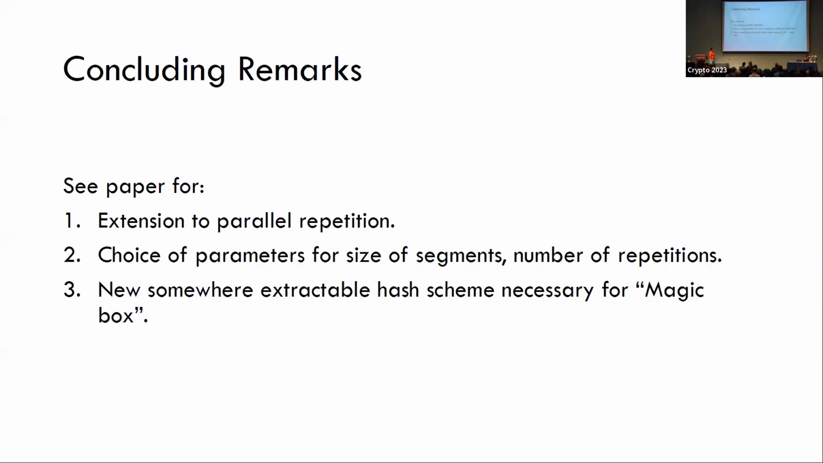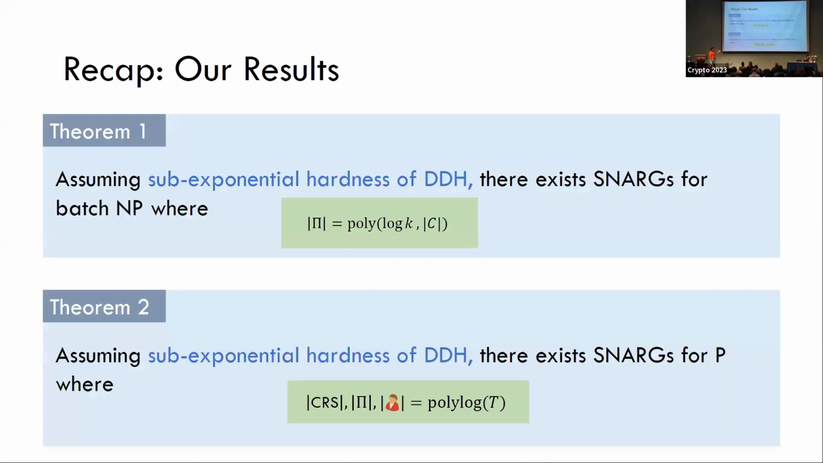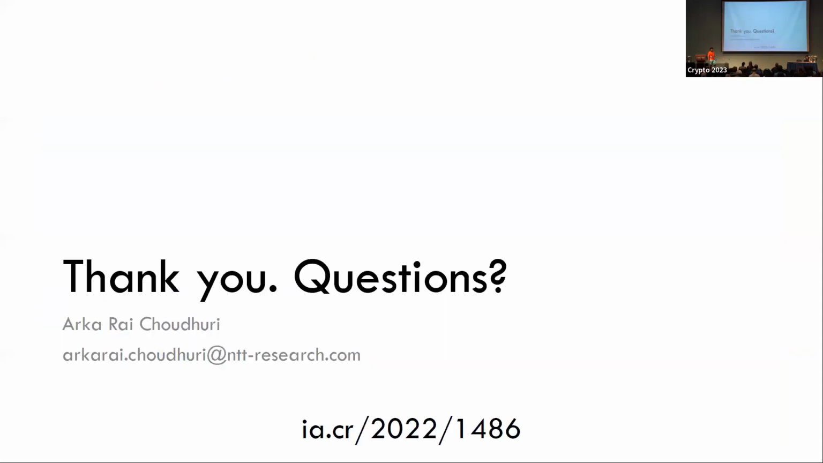I just want to make some concluding remarks. In the paper, obviously, we extend this to the case of parallel repetition. The choice of parameters, for things like the size of the segment and the number of repetitions, is actually quite crucial. And for the thing that I've swept under the rug, which is the magic box, we actually construct a new and interesting somewhere extractable hash scheme based on sub-exponential DDH. So just to recap our result, based on sub-exponential DDH, we construct SNARGs for batch NP and P. And that's all I'll have to talk about today.